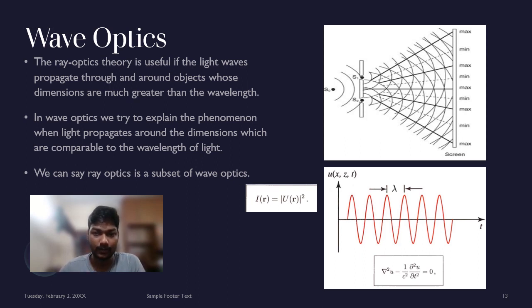As you can see in this figure, there are two slits, as you know, Young's double slit experiment. This is slit S1 and this is slit S2. And there is an interference pattern of maxima and minima which we obtain on the screen. And there is a wave equation: del square u minus 1 by c square, del square u by del t square, equal to 0. This is the basic equation of wave optics. And in wave optics, the intensity is given by the amplitude square, so we can say that I of r is given by U of r square. So these few points are important in wave optics.